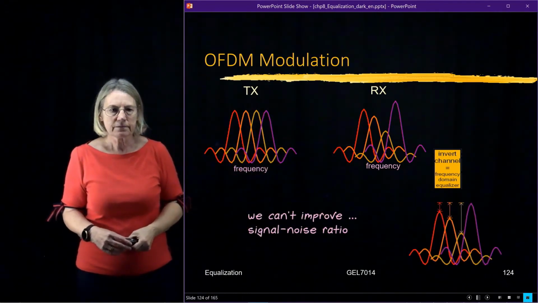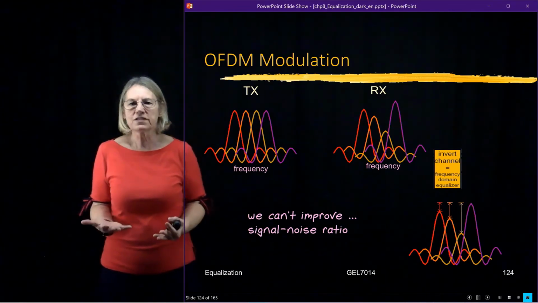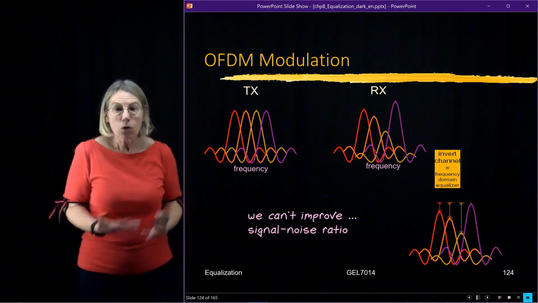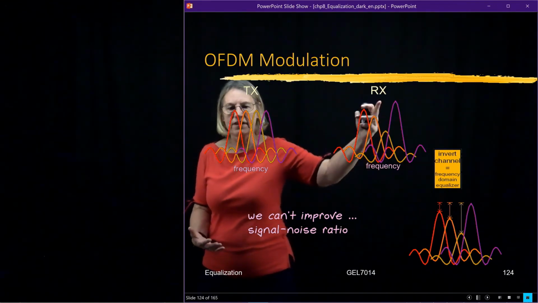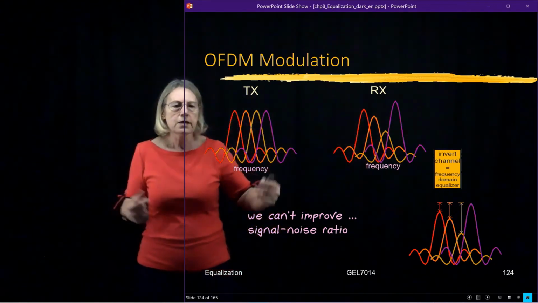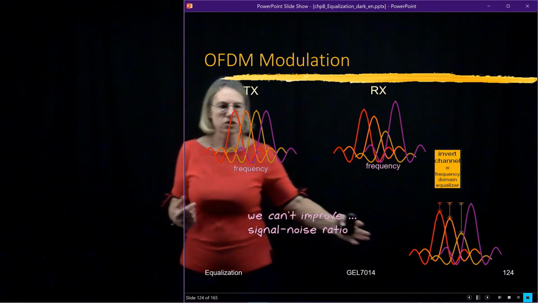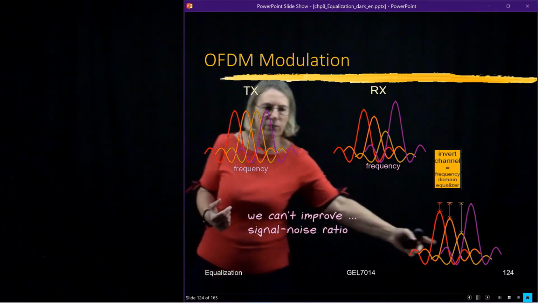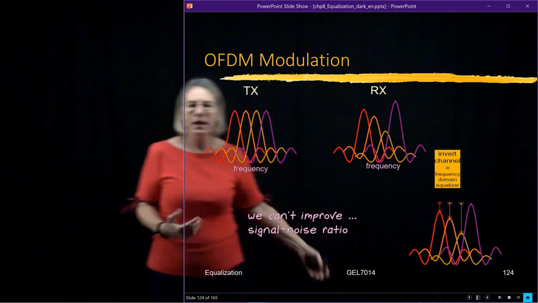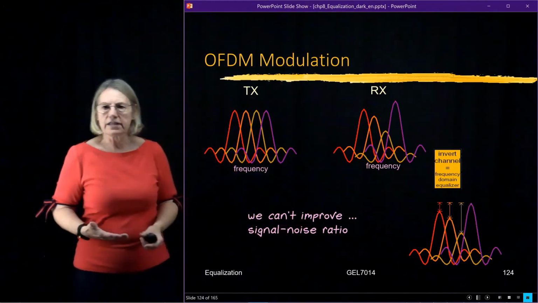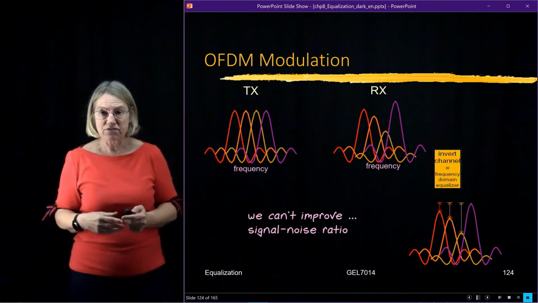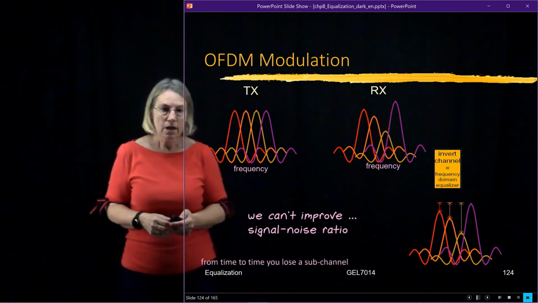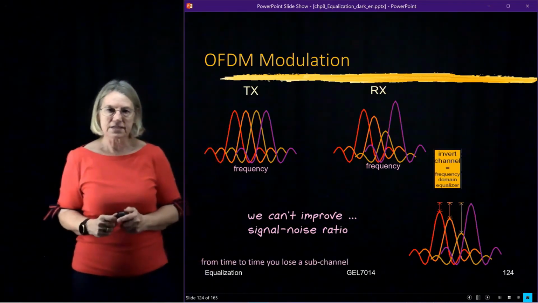And of course, I can't improve the signal-to-noise ratio. The noise is always there. I can try and say, well, I know this one is attenuated, so I'll beef it up, but I'm going to beef up the noise too. So the signal-to-noise ratio doesn't improve, and if we get a really bad hit, I'm going to lose something. That's just what happens, and I have to do a retransmission. So from time to time, you lose a subchannel.